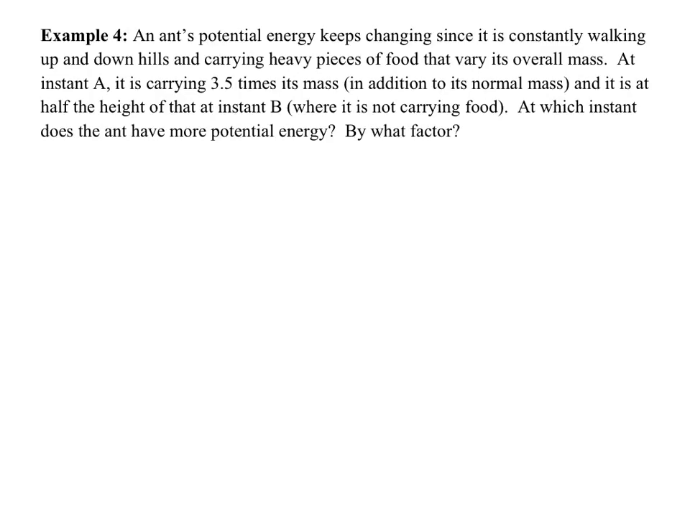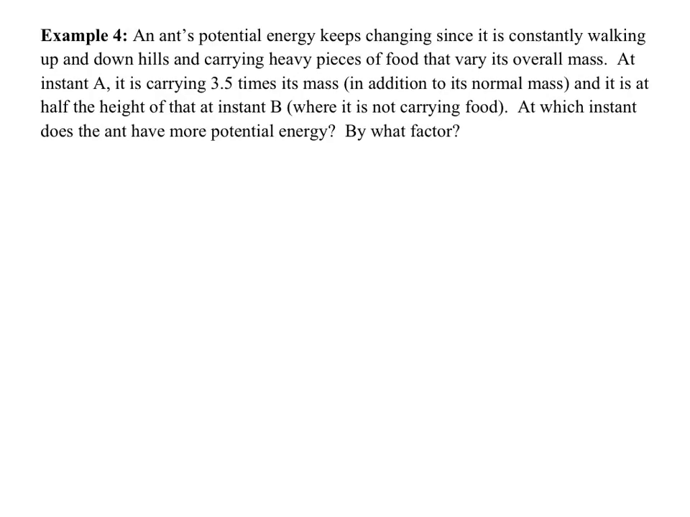Now, let's take a look at what this says. The ant's potential energy is changing because it's walking up and down hills, carrying a heavy piece of food, and the food varies its mass. So mass is changing, and Y, the height, is changing. At instant A, it's carrying 3.5 times its mass, in addition to its normal mass. So if it weighs 10 grams, it's carrying another 35, so together the mass is 45 grams. At this instant, it's at half the height of that at B. And at B, it's not carrying any food at all. At which of these two instances does it have more potential energy, and by what factor?